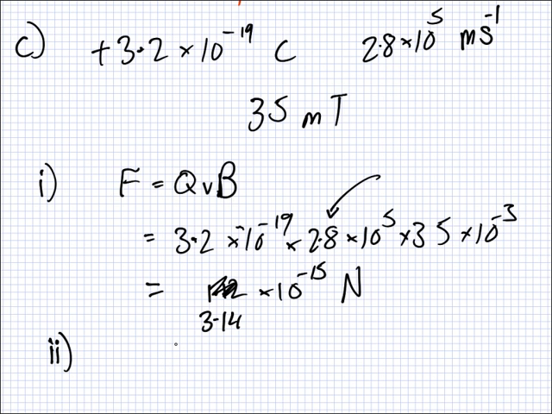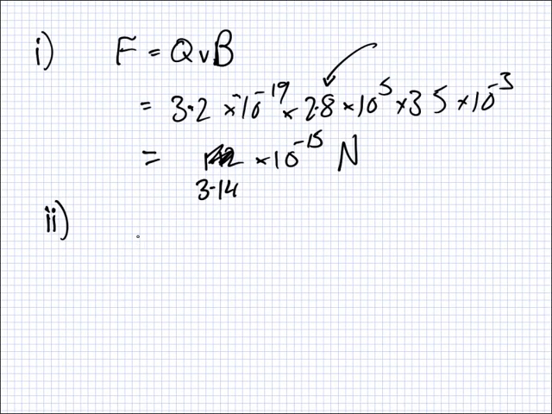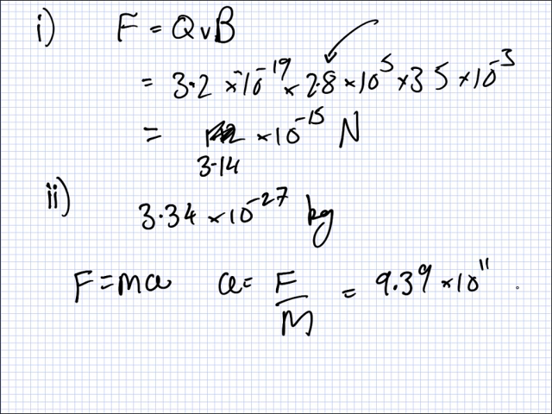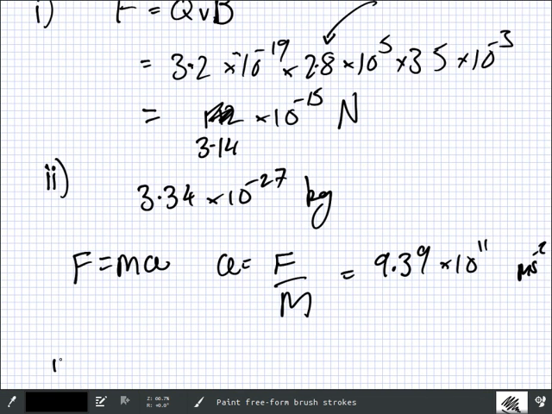C part 2. The particle has a mass of 3.34 times 10 to the power of minus 27 kilogram. Determine the acceleration of the particle. Baby stuff, because it's just F equals ma, right? So a equals F, which you know, over m, which you know. So F we know, and m is now 3.34 times 10 to the power of minus 27. So that is 9.39 times 10 to the 11 meters per second squared. Right. How many marks for that? Don't say more than 1. 1. Oh, good. Okay, 1 mark.